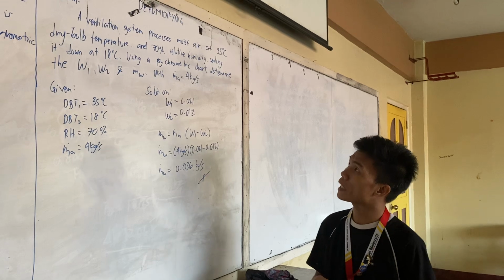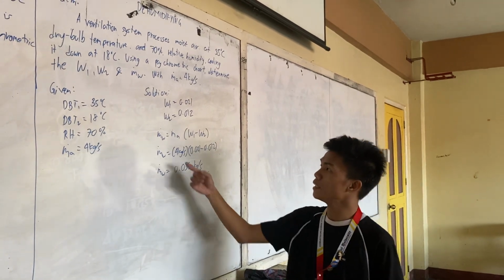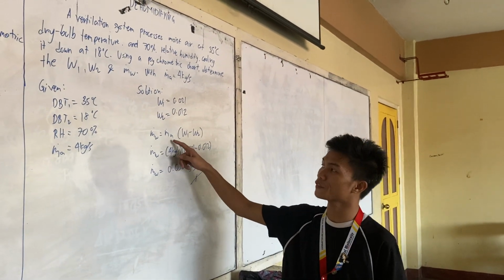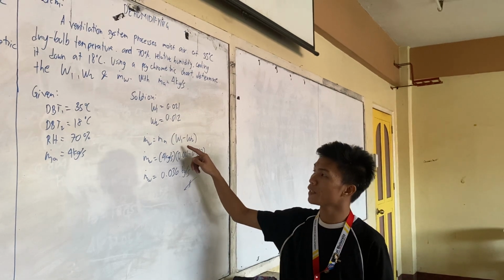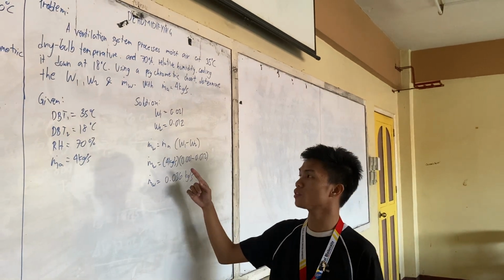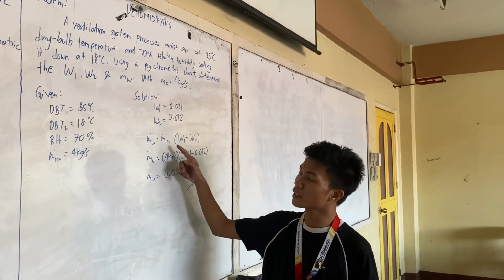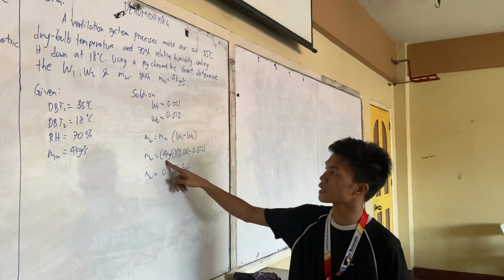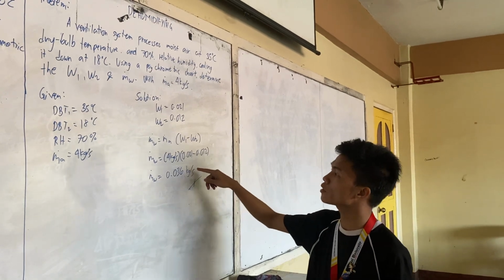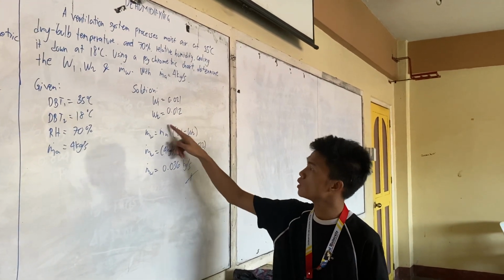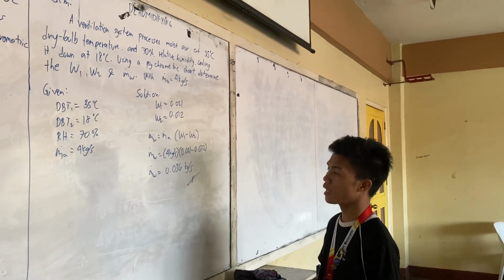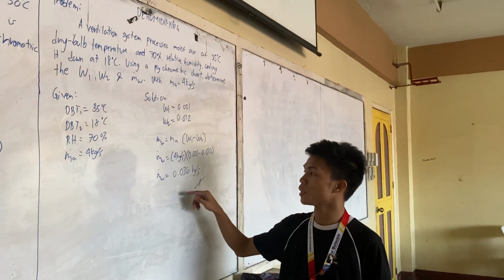Now, to find our mass flow rate of the water, we will use again this formula: the mass flow rate of the water is equivalent to the mass flow rate of dry air multiplied by the difference of specific humidity. So, just by substituting the mass flow rate of the dry air, which is 4 kg per second, and our specific humidity 1, which is 0.021, minus the specific humidity 2, which is 0.012, and by using a calculator, we can now get our mass flow rate of the water of 0.036 kg per second.